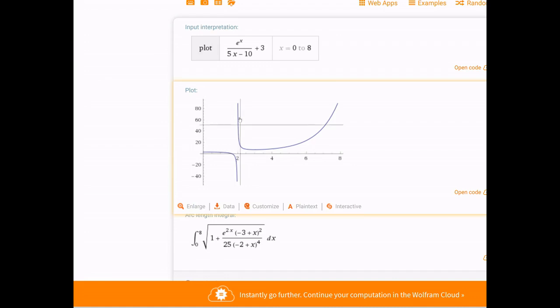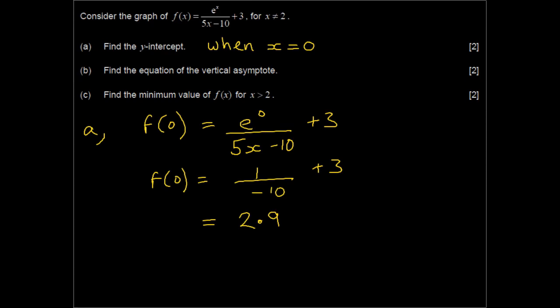Anyway, the vertical asymptote is this point here, where the graph goes off to infinity and negative infinity. Now that takes place at the x value is equal to 2, so the equation of the vertical line would be x is equal to 2. So B will just be x is equal to 2.